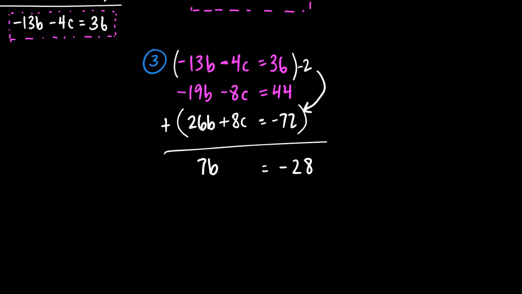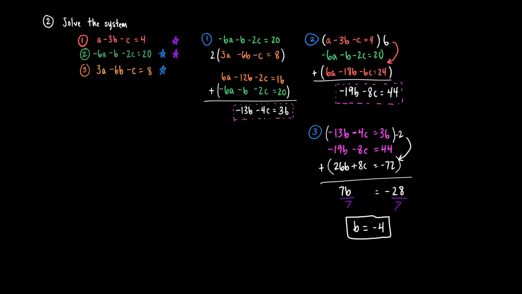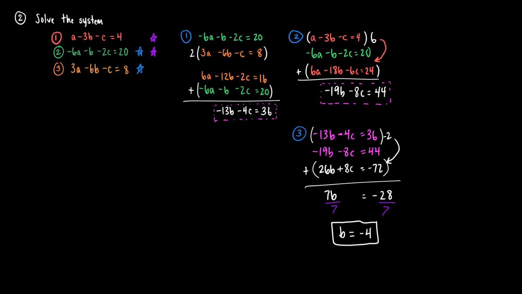And so now we've got 7b is equal to negative 28. So divide both sides by 7, and you should get that b is equal to negative 4. So we've got our first solution. All right, so let's zoom back out, see where we're at. So we've got b is negative 4.